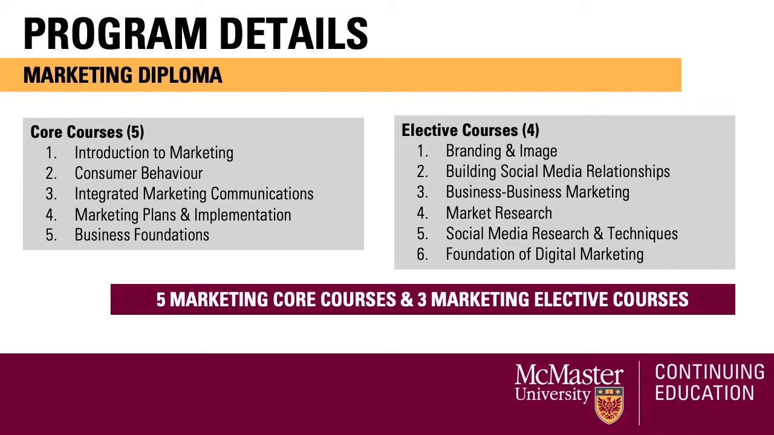Next, we have the Marketing Diploma. Students who pursue the General Diploma will get a strong foundation in the core marketing concepts. You can then pick 3 electives that work for you, and students can choose any 3 electives from what is above. Note that the 5 marketing core courses are the same as the core courses in the Marketing Certificate.